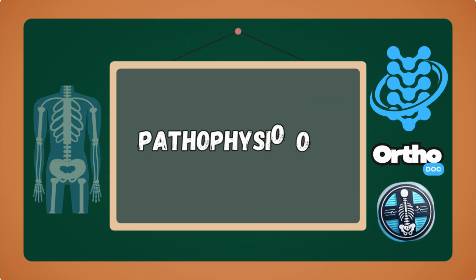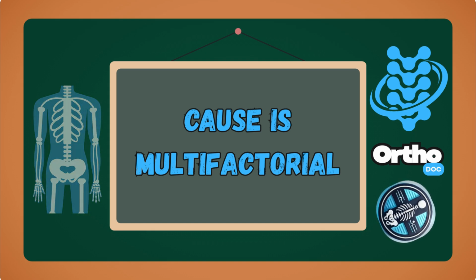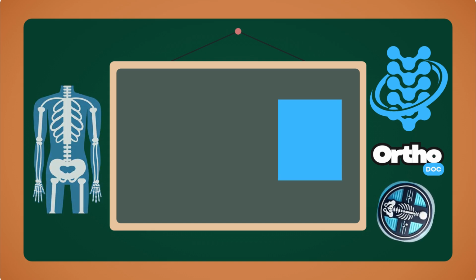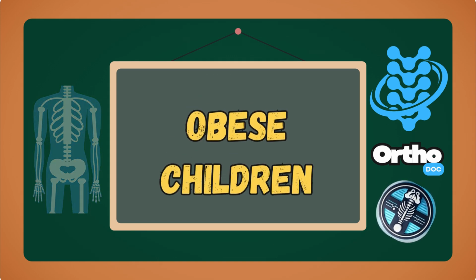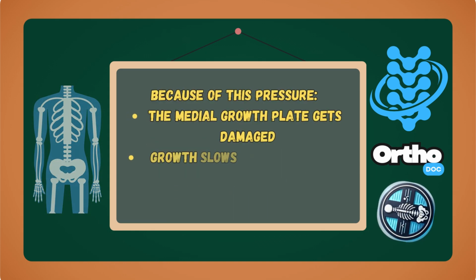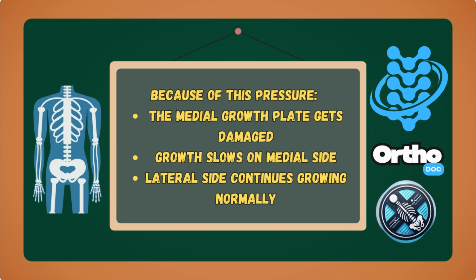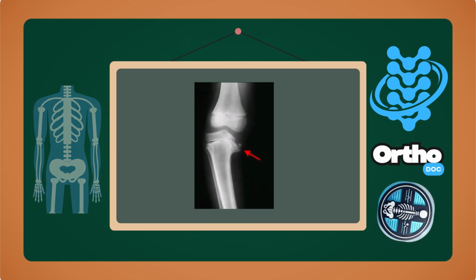Why does it happen? Or pathophysiology. The cause is multifactorial, but the main mechanism is very simple. There is increased pressure on the medial side of proximal tibia, especially in obese children, early walkers, genetically susceptible children. Because of this pressure, the medial growth plate gets damaged. Growth slows on medial side. Lateral side continues growing normally. So what happens? The tibia bends toward the medial side, leading to progressive varus deformity.